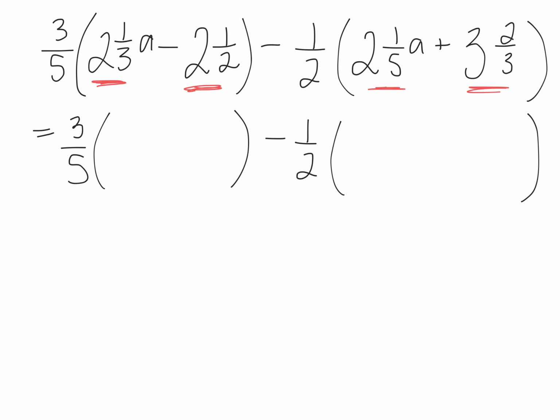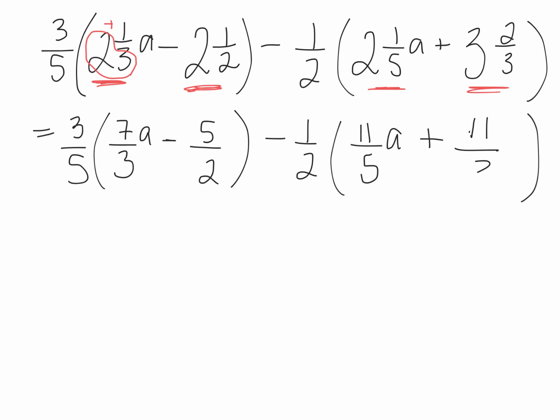Okay, so what's 2 1/3 as an improper fraction? 7 over 3a, okay? And we got that because we did 3 times 2 is 6, plus 1 is 7. Minus, what's 2 1/2 as an improper fraction? 5 over 2, good. Second bracket, good. 11 over 5a plus, what's 3 2/3 as an improper fraction? 3 times 3 is 9, plus 2 is 11 over 3.